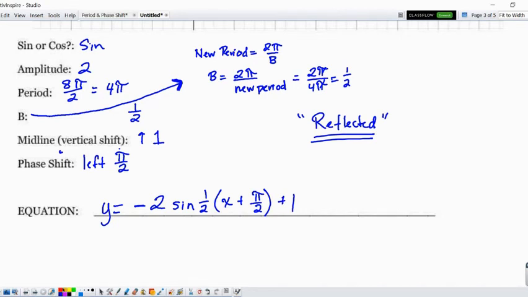So just to show you how this would work with a cosine graph, if you chose that instead, you can absolutely do that. We saw that we could write a reflected cosine graph. So the amplitude wouldn't change. The period is still the same. The vertical shift is still the same.